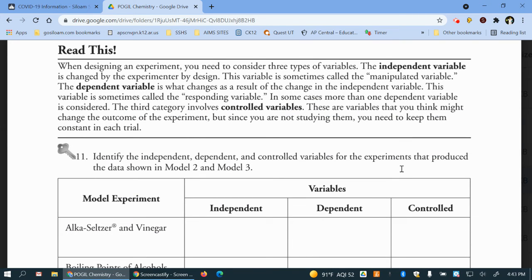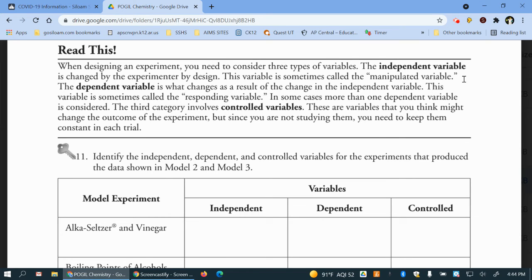This section of text is important. This is giving you the definition of 3 very important terms. So if you're taking notes, you should write this down. If you have a copy of the activity with you, then you should probably underline or highlight these definitions. When designing an experiment, you need to consider 3 types of variables.